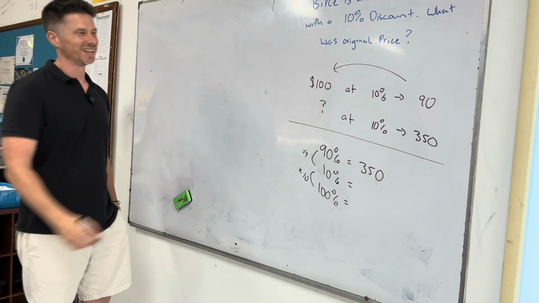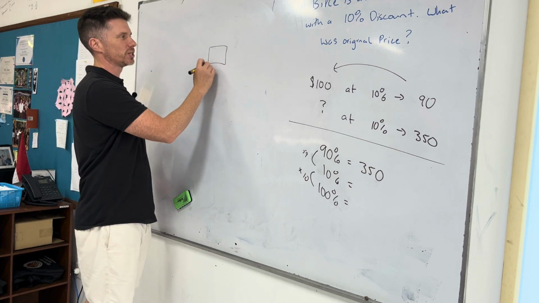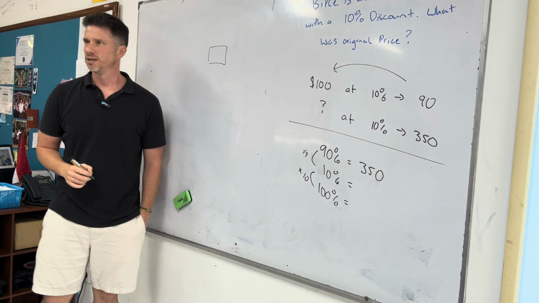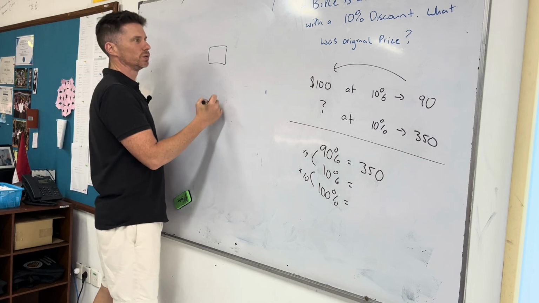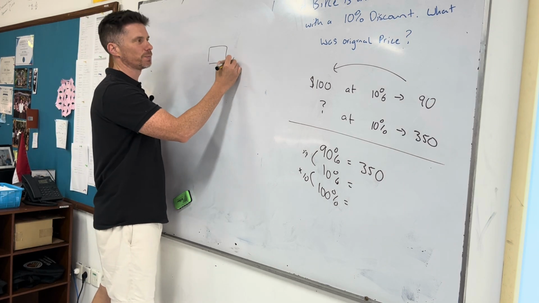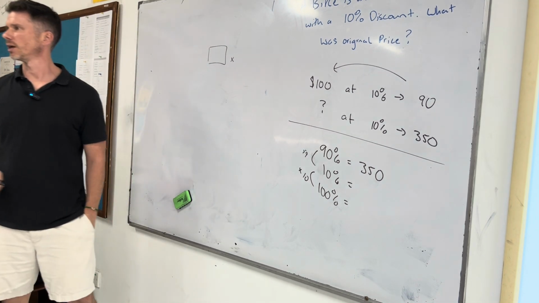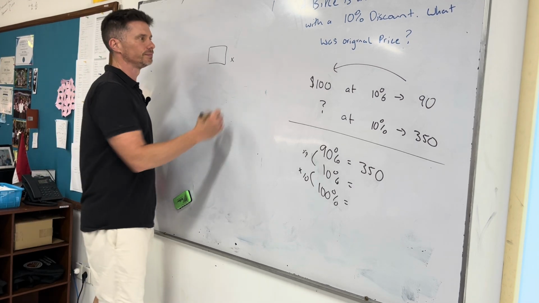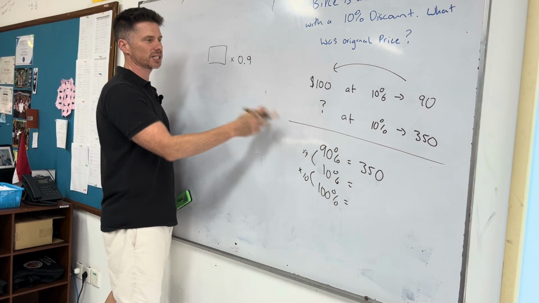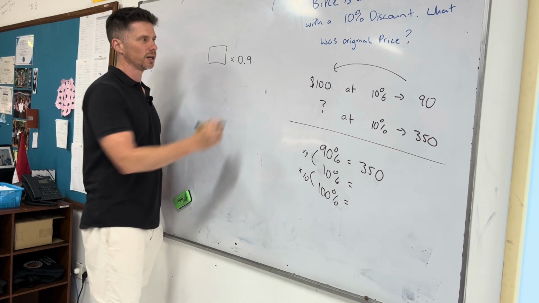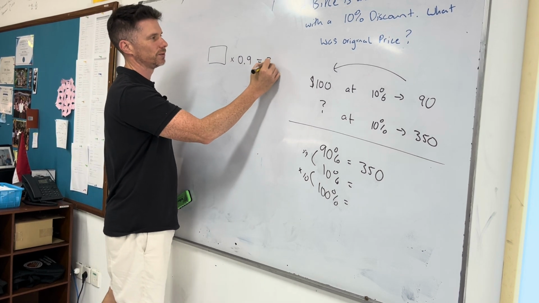If I knew how much the cost price was and I wanted to get 90% of it, what do I do? I multiply by what? If I want to get 90% of something, I multiply by what? 0.9, the decimal equivalent of 90%. And that will give me my answer of 350.